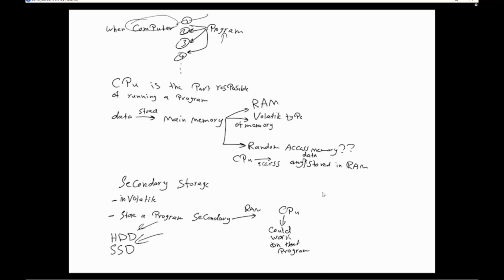So yeah, that's a brief introduction to the basics of computers, and as we know, the CPU is the part responsible for running the program, and while the program is running, the data is stored in the RAM. And while the program is not running, like we don't need it and we close it, the program will be stored in the secondary storage devices, which is a solid state drive, SSD, or the hard disk drive.